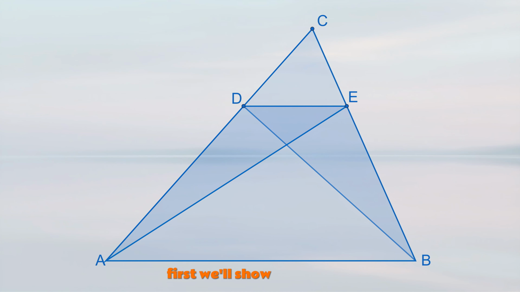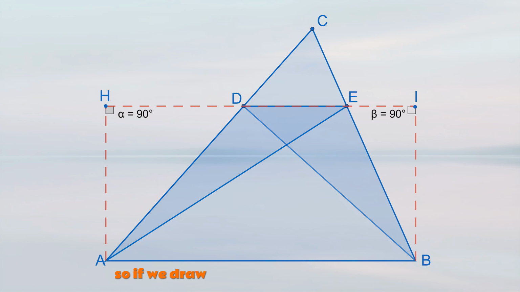First, we'll show triangles ADE and BDE have equal area. Since DE is parallel to AB, it means point A and point B are of the same distance from DE. So, if we draw AH perpendicular to DE at H, and BI perpendicular to DE at I, the length of AH must be equal to the length of BI.